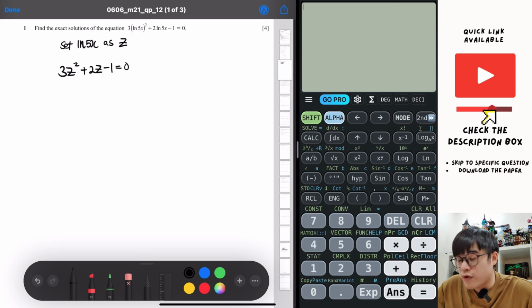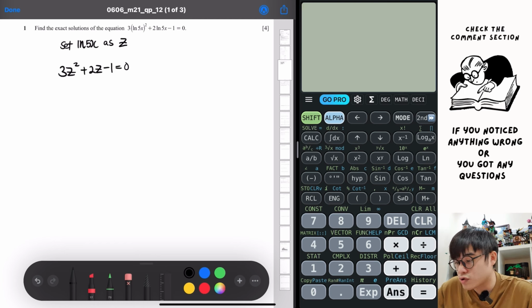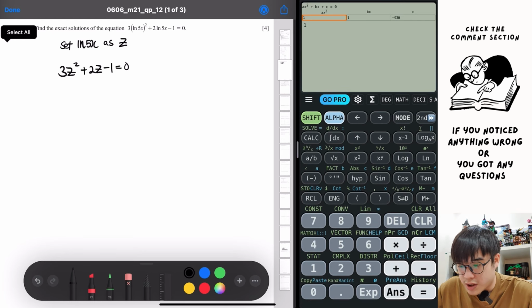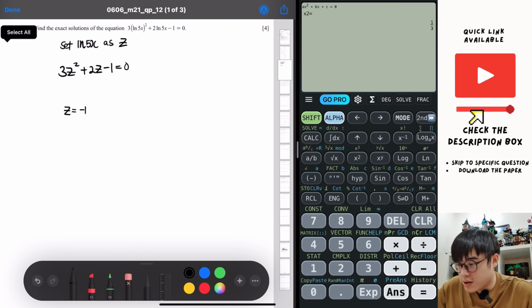Okay, so from here onwards, you're using your quadratic. You actually get two results here. I'm showing you using my calculator, but it looks slightly different from what you're using, so just key in accordingly. The A will be 3, B will be positive 2, while your C is negative 1. By keying this in, you get your results as z equals negative 1, as well as z equals 1 over 3.